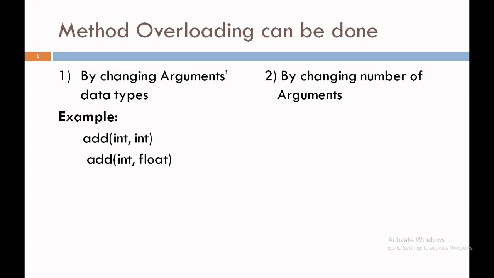The second way is by changing the number of arguments. For example, I have two methods with the same name, add, but the methods have different parameters. That means the first method has two parameters and the second method has three parameters. So using this way, we can also overload the method. So these are the ways of method overloading in Java. Now let's see one example.